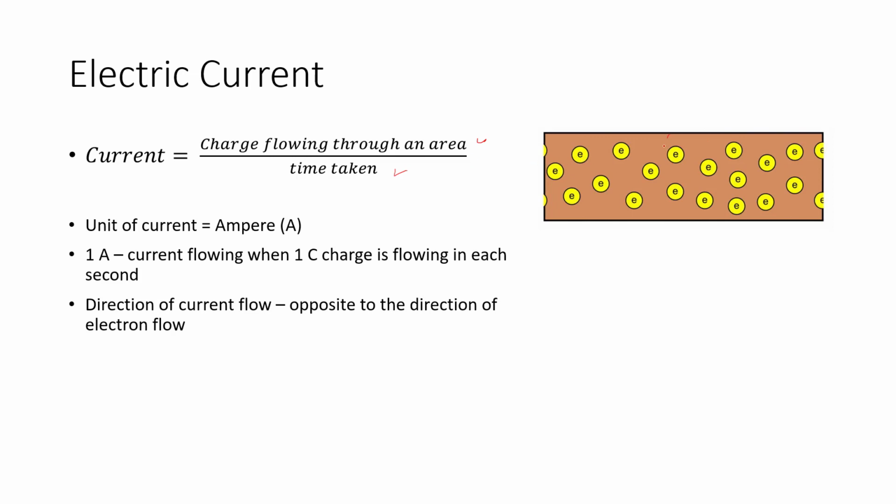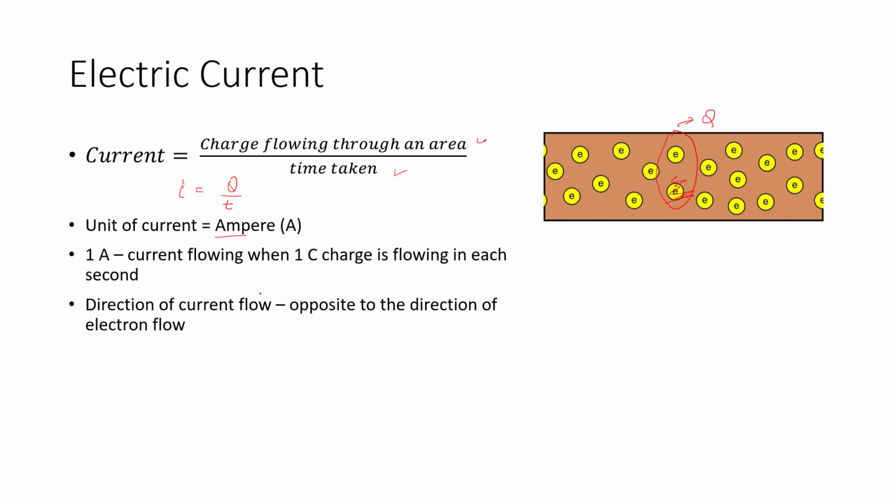So let's say in time t, a charge q is flowing through the area. Then the electric current flowing through the area is going to be equal to q by t, correct? Now the unit of current is ampere, and 1 ampere current means that 1 coulomb of charge is flowing through the area or the cross section in 1 second.